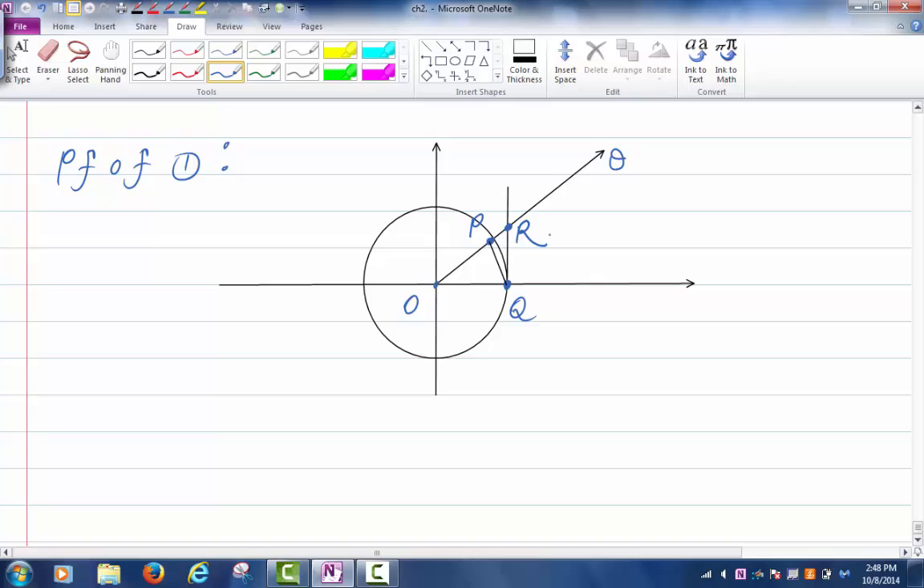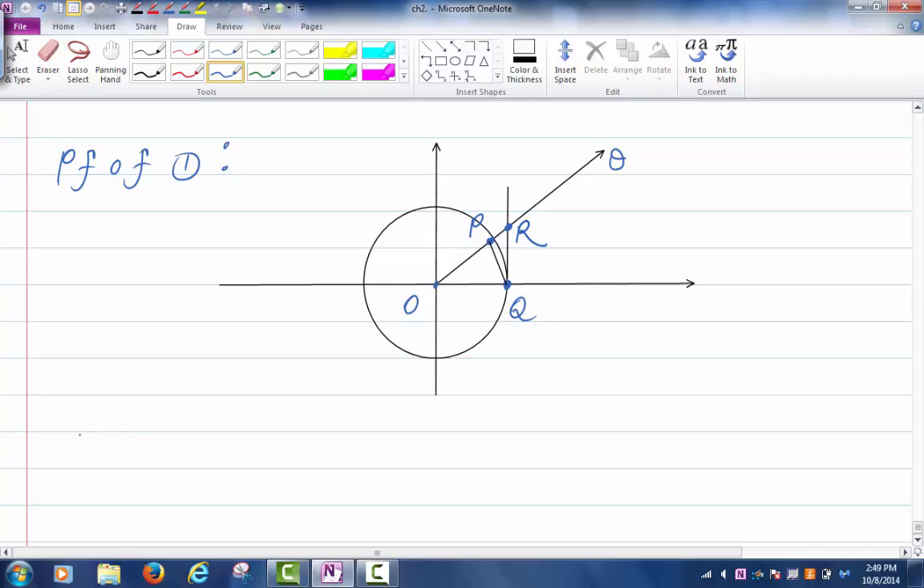Is everybody understanding the picture? Okay, I have the angle theta. From the point Q, I made a vertical line until it intersects the terminal side of theta, and the intersection is R.